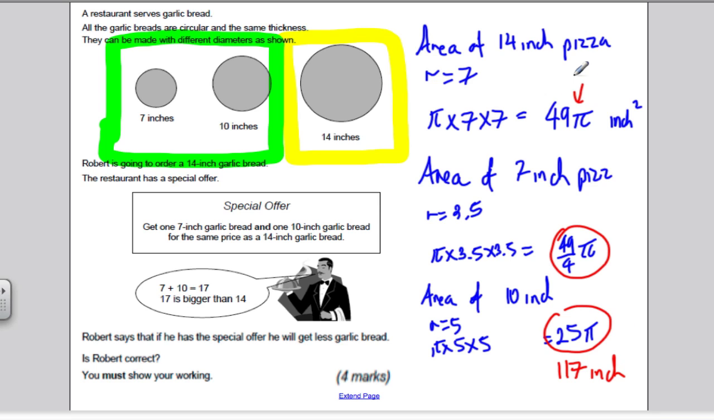But this one here, 49 pi, adds up to 153 inches squared. So if Robert takes that special offer, the 7 plus the 10 inches, and he pays the same as he would for a 14-inch pizza, he is getting less garlic bread. So Robert is correct. Because 153, the amount he gets in a 14-inch pizza, is bigger than the 117 inches squared, the amount he'd get in the other two, and he's paying the same price as for a 14-inch pizza.